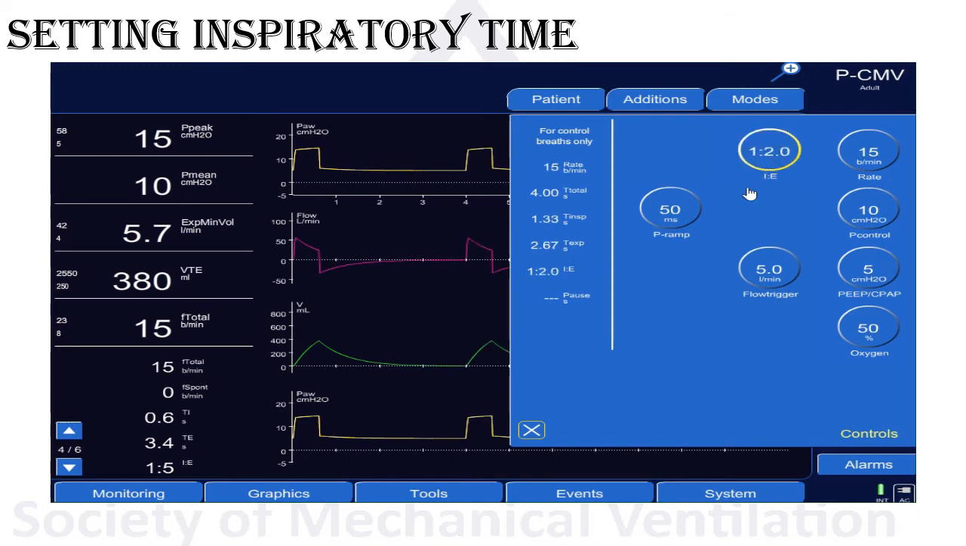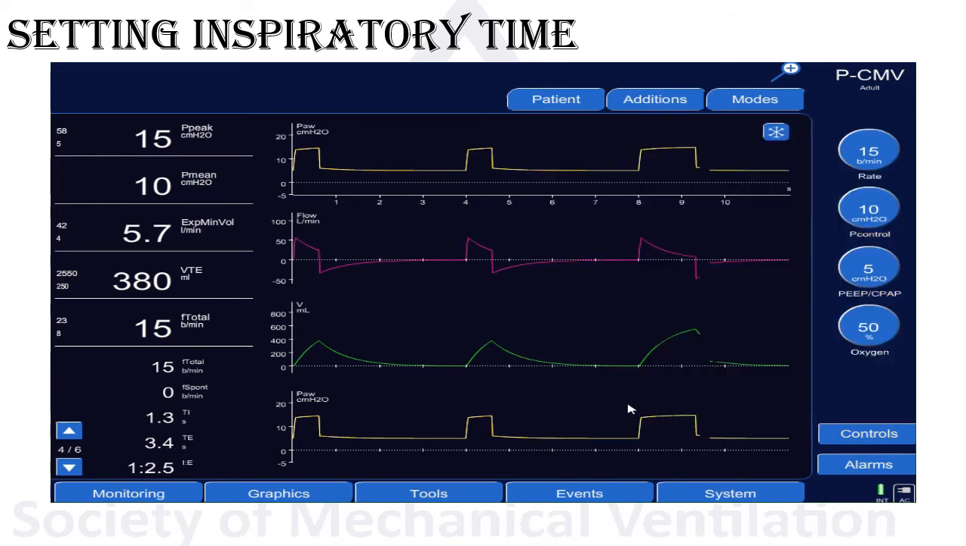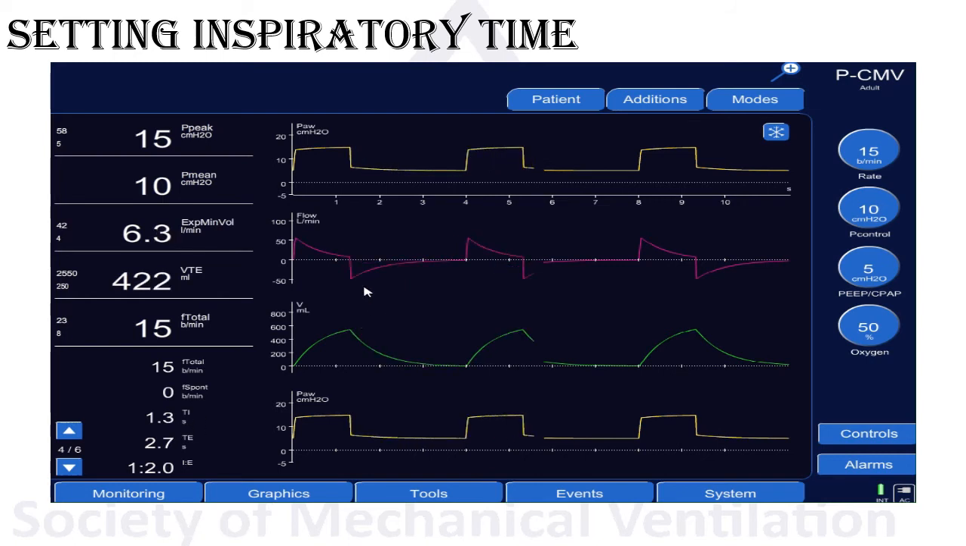a fixed inspiratory time. So here we increased the I to E ratio, and we made the inspiratory time, instead of 0.6 seconds, now 1.3 seconds. And if you notice, now we have the inspiratory flow almost touching the baseline. Tidal volume was, I think, 370, and we're up to 480. So we gained a lot of tidal volume, again without increasing the driving pressure.